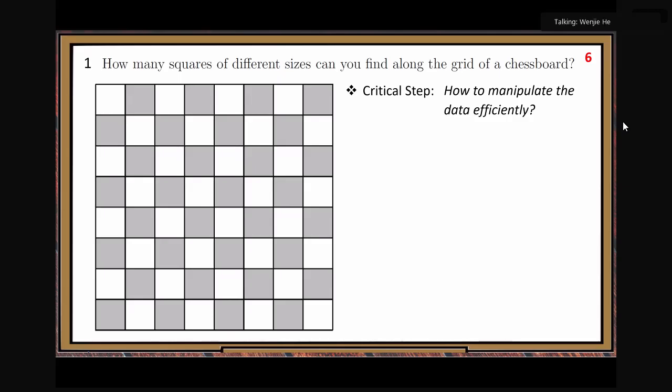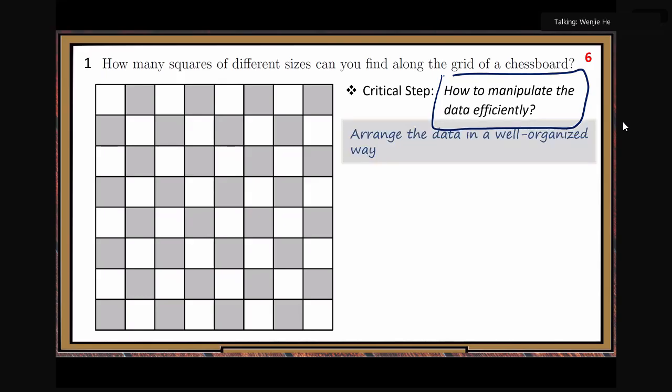So in our problem solving, there is this question. Because if the data given is like this, at the beginning it's pretty messy, right? The data is distributed in some random way. So one important step you need to do, here I call this the critical step: arrange the data in a well-organized way.